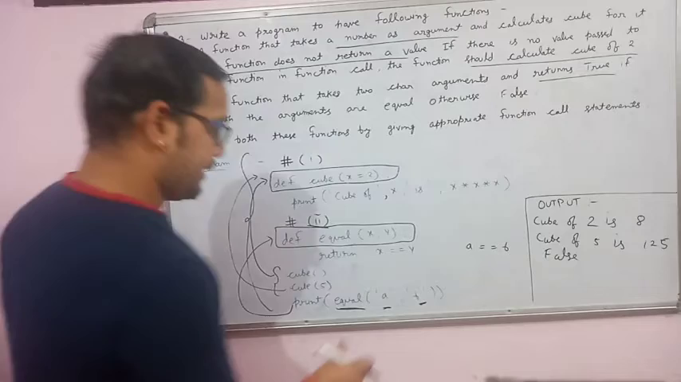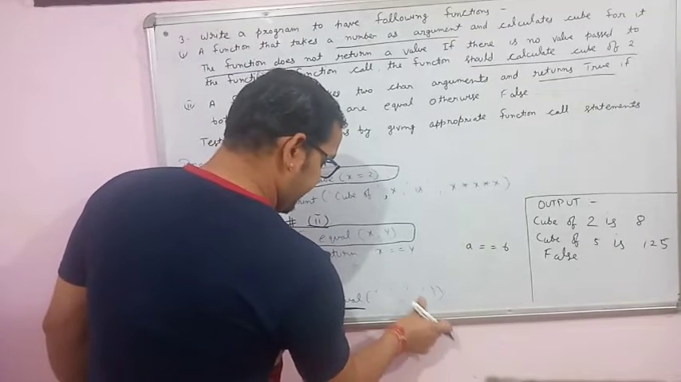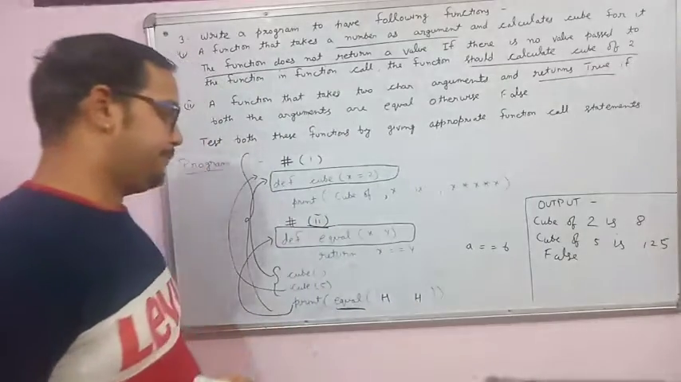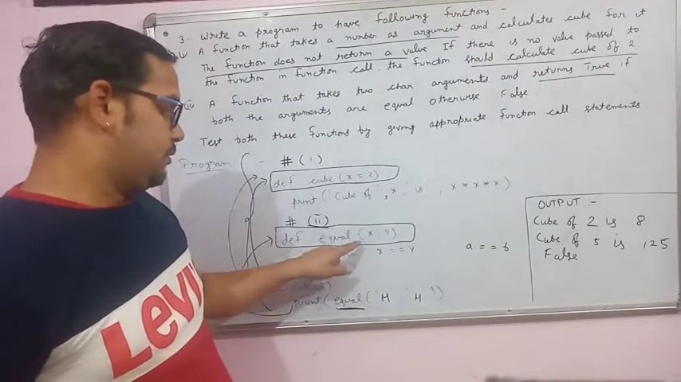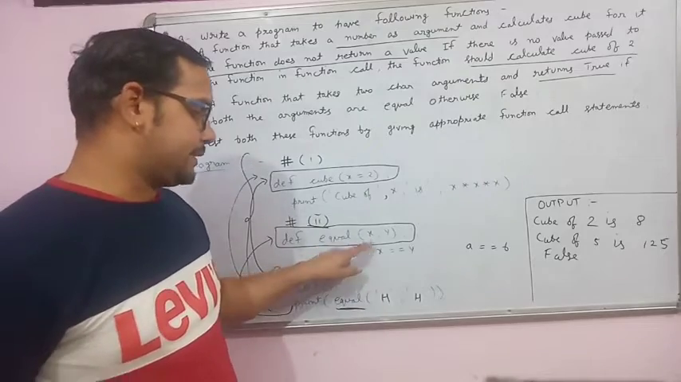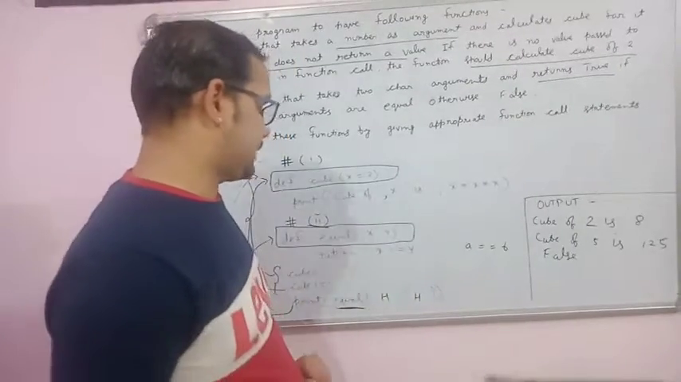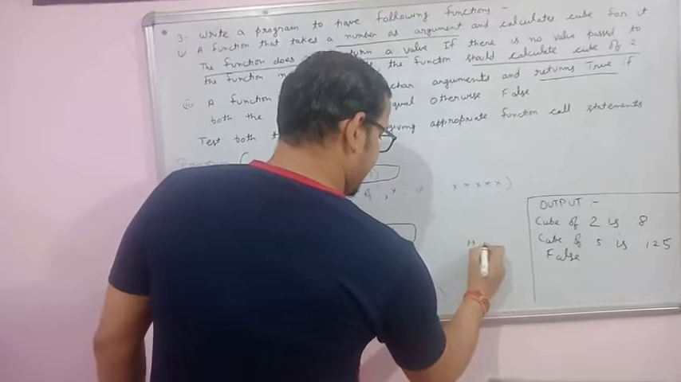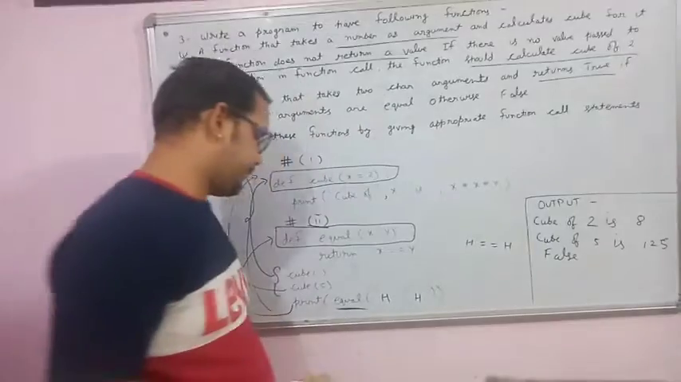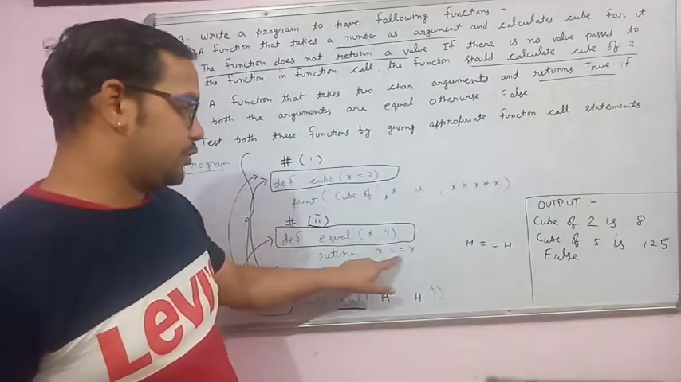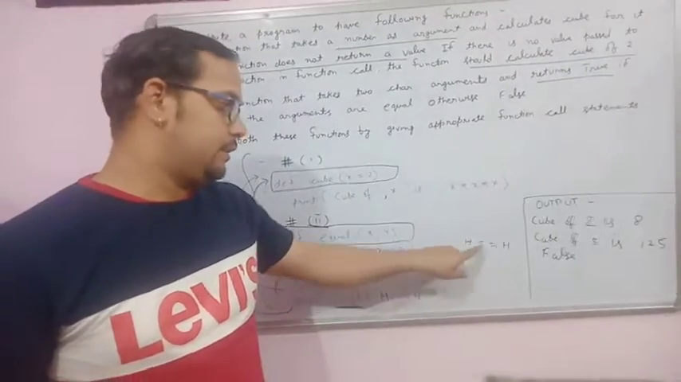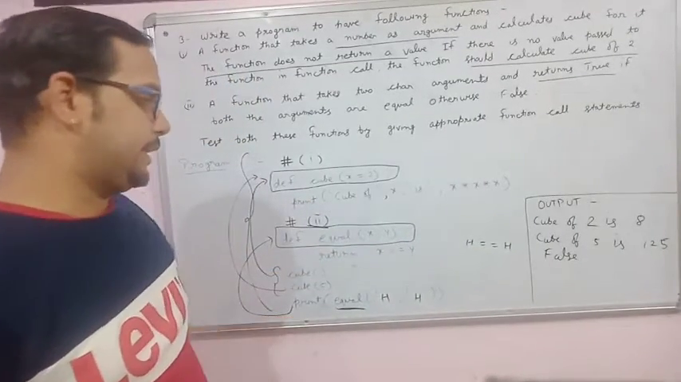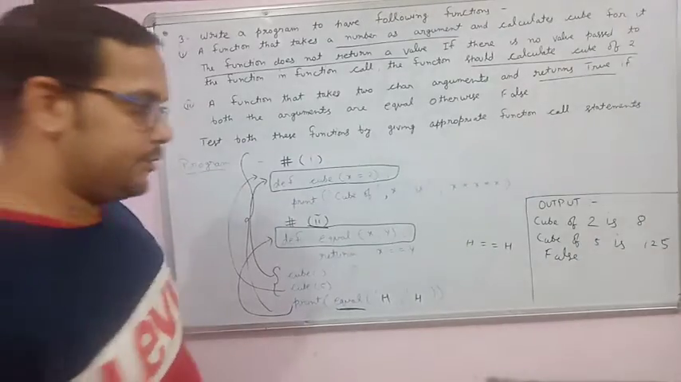Suppose that here I am providing the value like capital H. Then the first value is assigned to variable x, the second value is assigned to variable y. Now the value of x is h, equals to h. x equals to y? Yes, both are equal. So it will return the answer true. With the help of the print statement, it will display the result true.